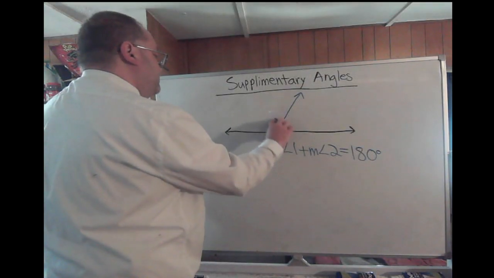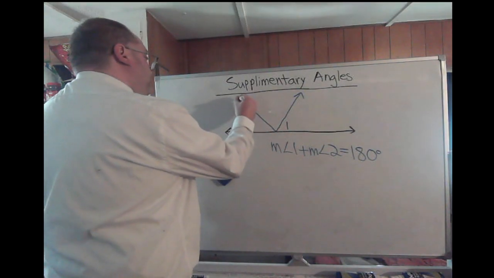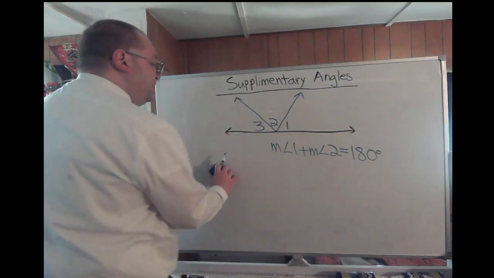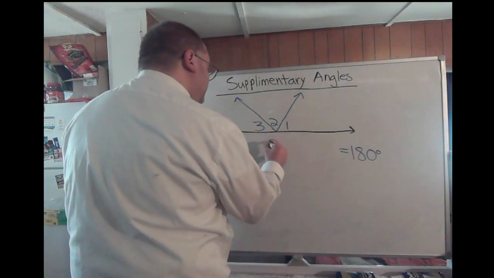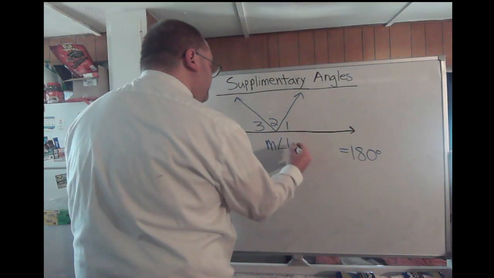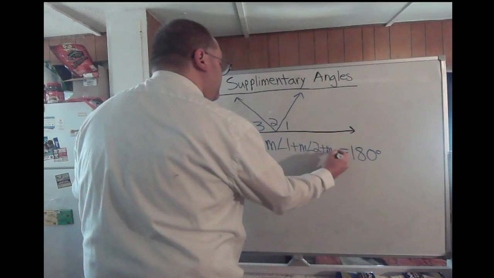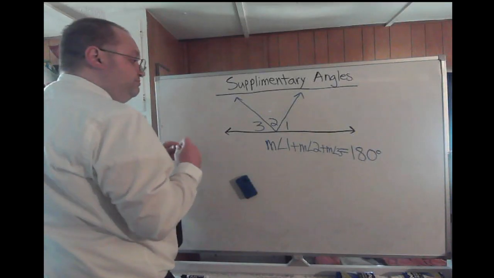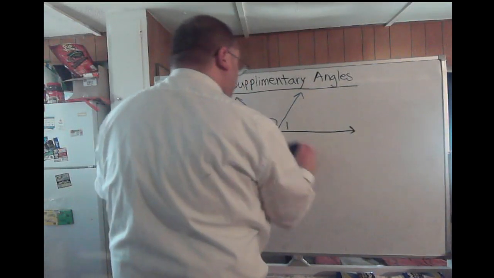Heck, if we want to do a third angle, let's do that. That'd be 1, that'd be 2, that'd be 3. So, the idea is here, the sum of all three of these angles that we have now will equal, in fact, 180 degrees. So, supplementary angles add up to be 180 degrees.